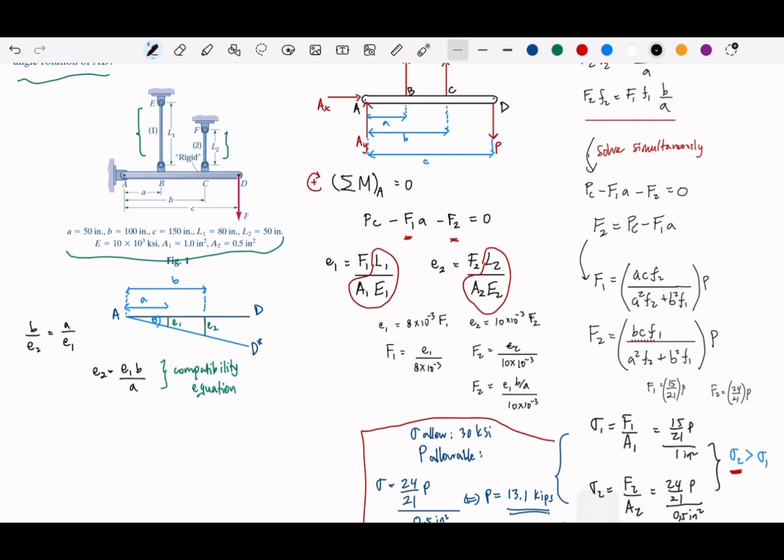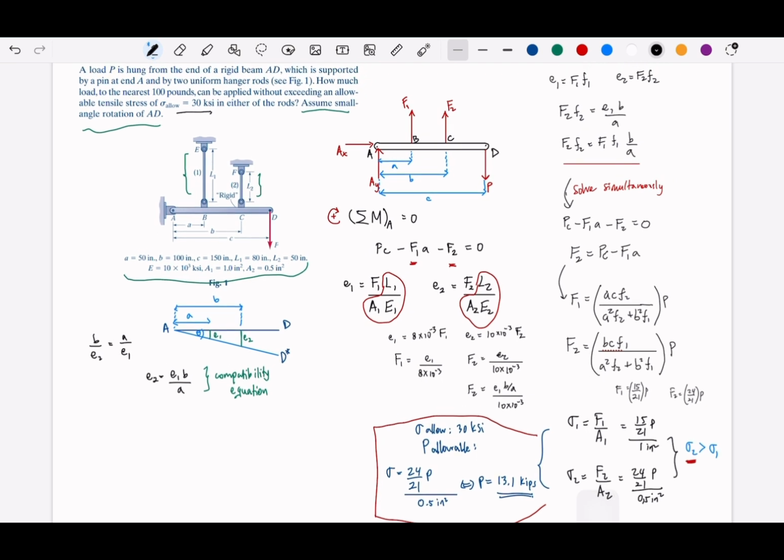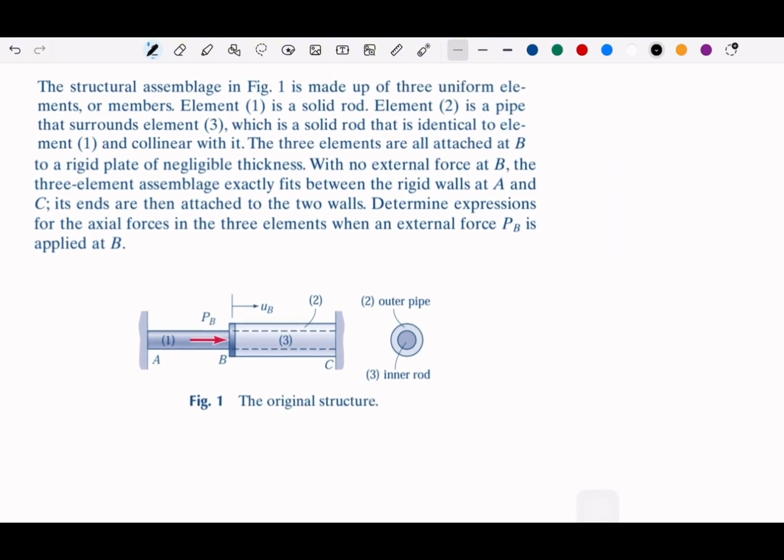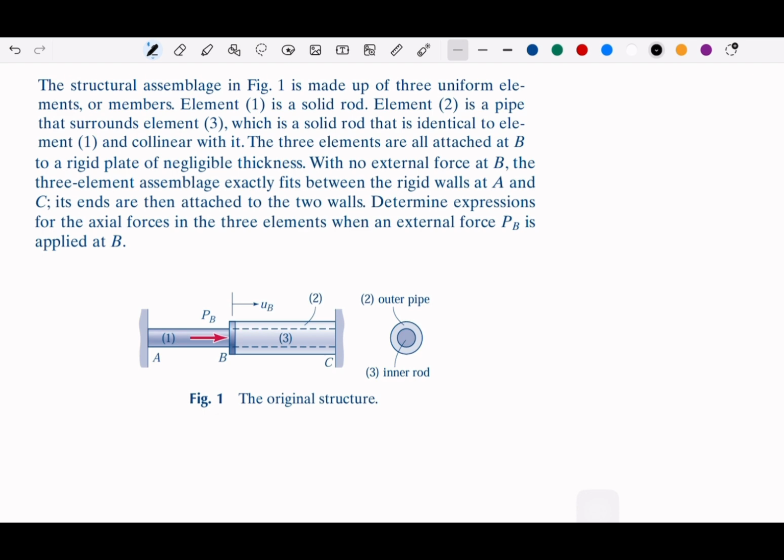Okay, now next, the second example, and then we can finish this part. So the second example is we have three elements. The first element is this, so it's like a rod. The second element is this outer shell, and the third element is the inner rod inside this second pipe. We have the outer shell, the pipe, and we have the inner rod. So we have this structure.